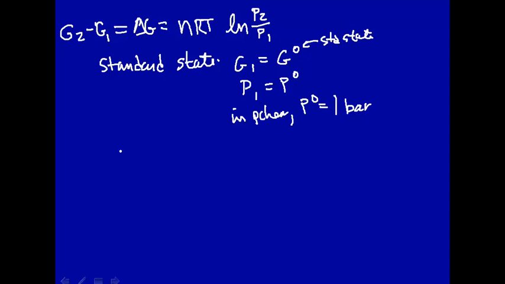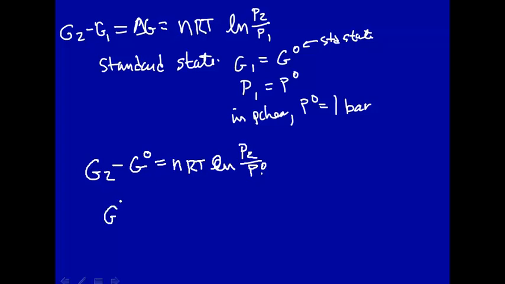So let's just rewrite that in the new notation. Delta G, measured from some standard state, is equal to, well, let's be more explicit, G2 minus G0. That's equal to nRT times the natural log of P2 over P0. And note that's G2 there, so we really don't need to carry around that 2. So G minus G0 is nRT times the natural log of P over P0, where that's the standard.